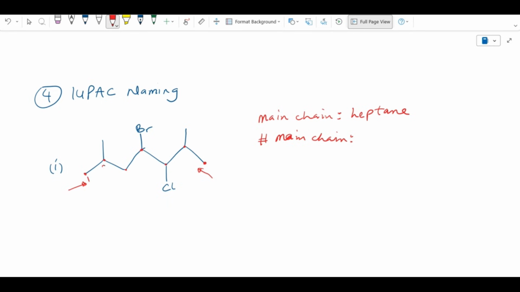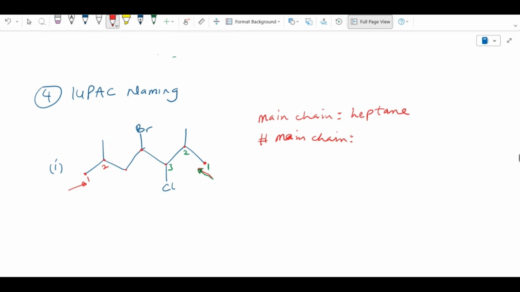So consider this. The first substituent is on carbon 2. For this other one, if you start from this end, the first substituent is on carbon 2. Now there is a tie. If there is a tie, what do we do? We go to the next substituents. So from the right-hand side, the next substituent is chlorine and is on carbon 3.